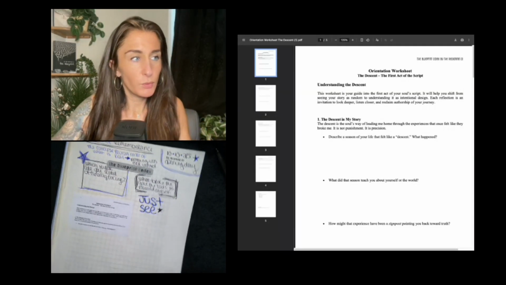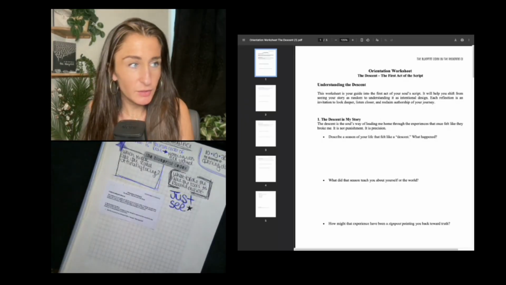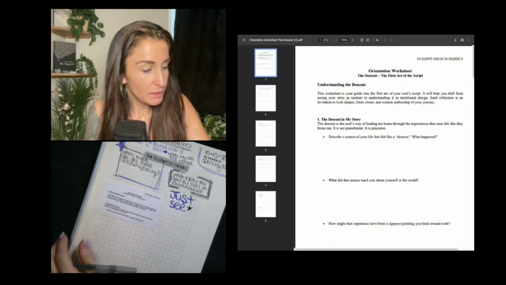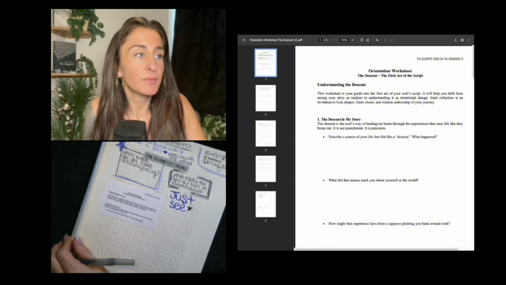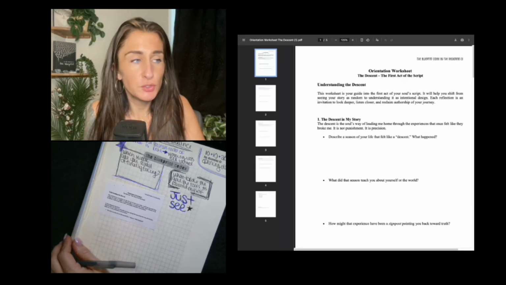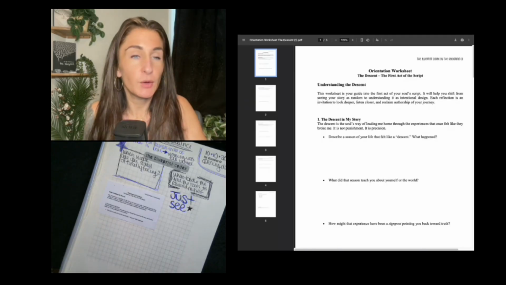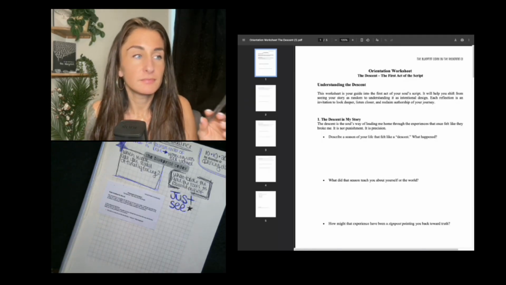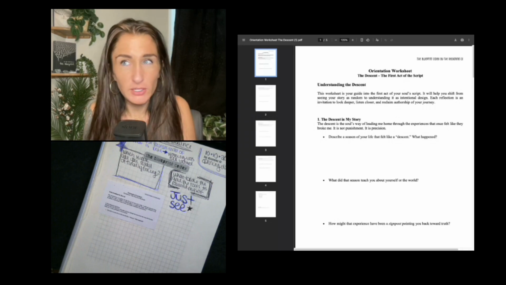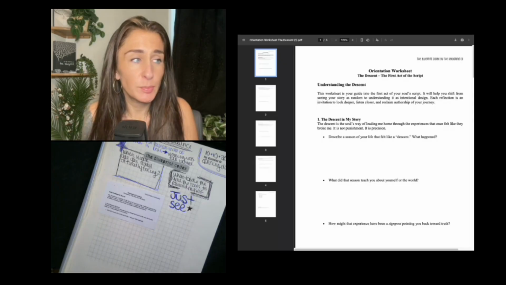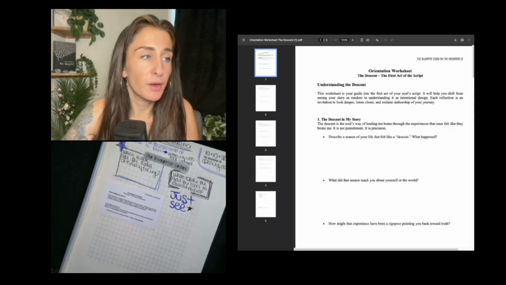Okay, so we're going to go into the orientation worksheet, the descent, the first act of the script. Again, I printed mine out. You do not have to. So use this worksheet as your guide into the first act of your soul's script. It will help you shift from seeing your story as random to understanding it as intentional design. Everything has a purpose. It all fits together and allows you to see a confirmation of the purpose. Each reflection is an invitation to look deeper, listen closer, and reclaim authorship of your journey.